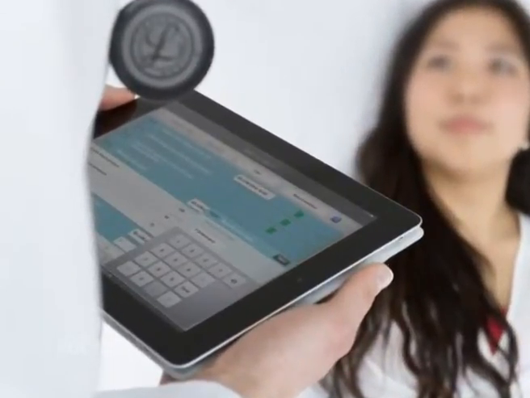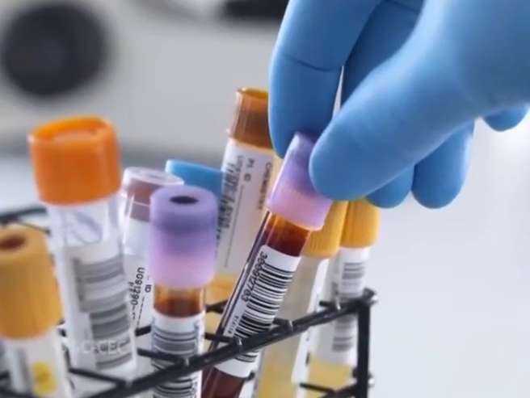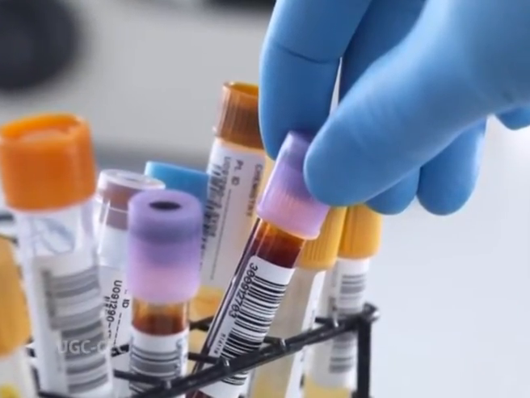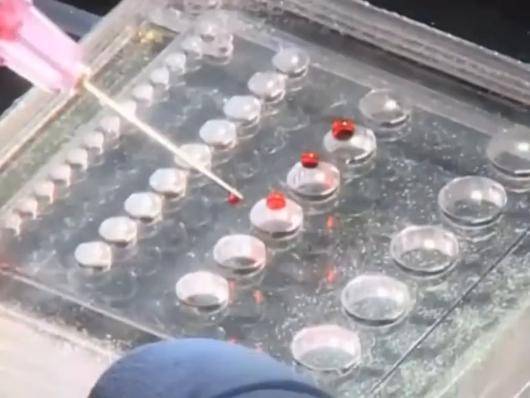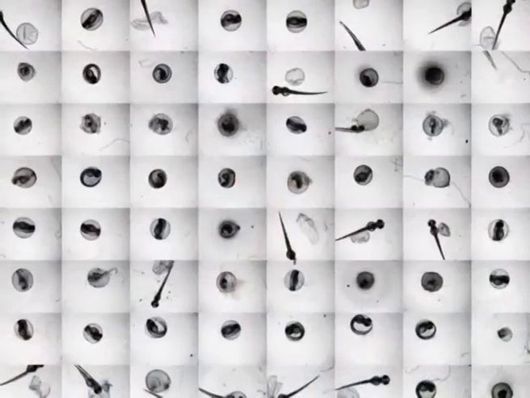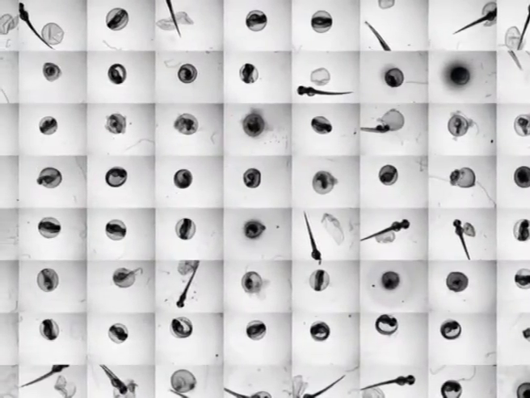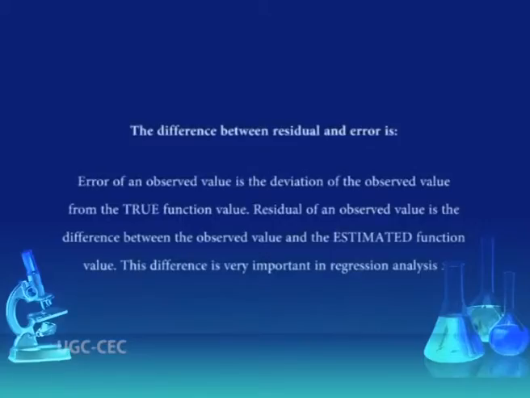For statistical analysis, a linear regression model is not always appropriate for the data. In such cases, to assess the appropriateness of the model, residuals and residual plots are used. Residuals should not be confused with statistical errors, which is also the deviation of an observed value of an element of a statistical sample from its theoretical value. The difference between residual and error is that the error of an observed value is the deviation of the observed value from the true function value. The residual of an observed value is the difference between the observed value and the estimated function value. This difference is very important in regression analysis.